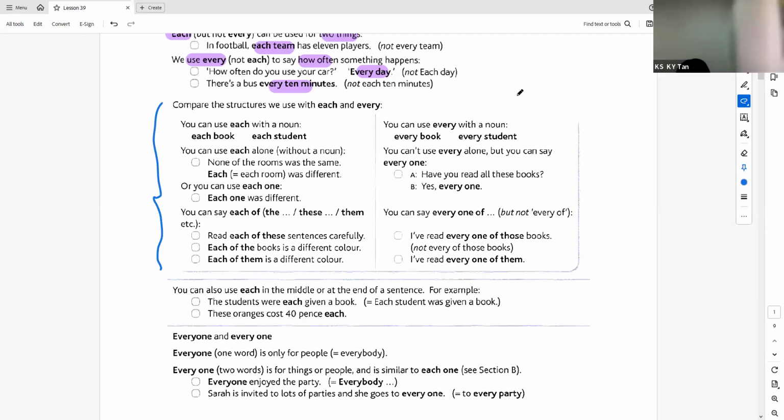You can also use each in the middle or at the end of a sentence. For example, the students were each given a book, which equals each student was given a book. These oranges cost 40 pence each.